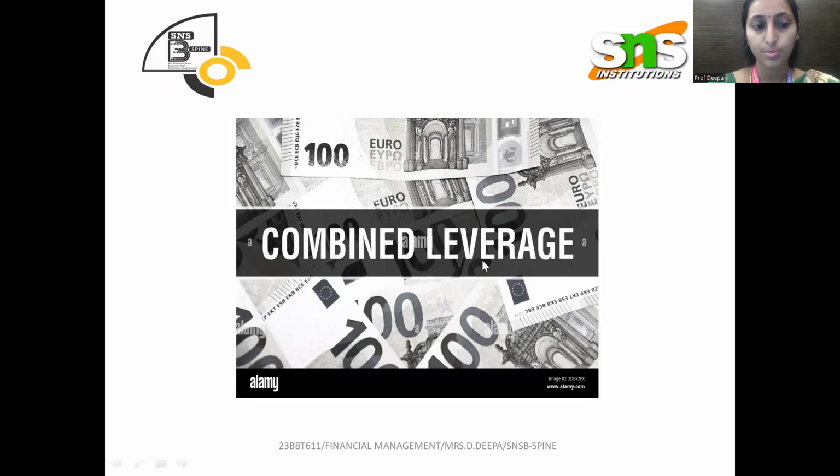So, leverage is basically the ability of utilizing sources to raise long-term funds. It is an essential topic in financial management. And this leverage has three classifications: operating leverage, financial leverage, and combined leverage. Combined leverage is nothing but the combination of both operating as well as financial. Okay, so now we directly move on to the problem.